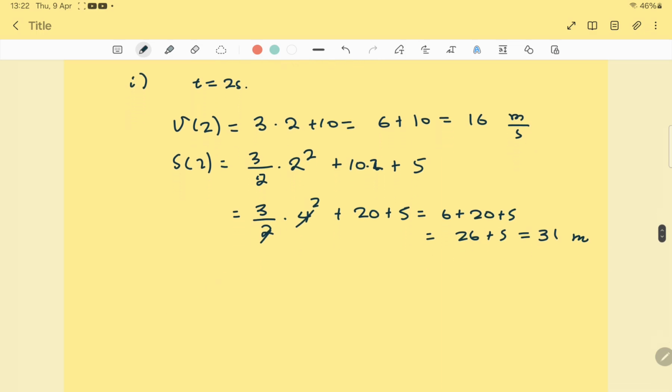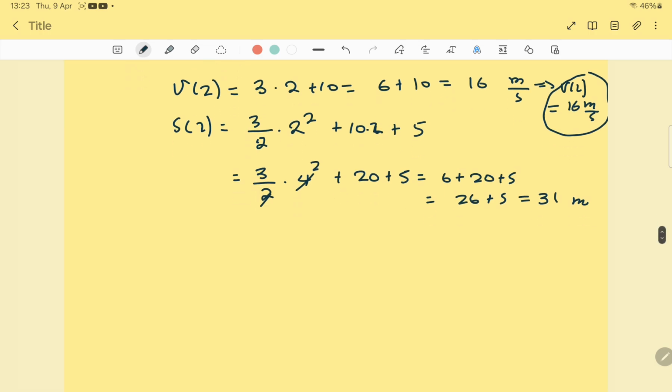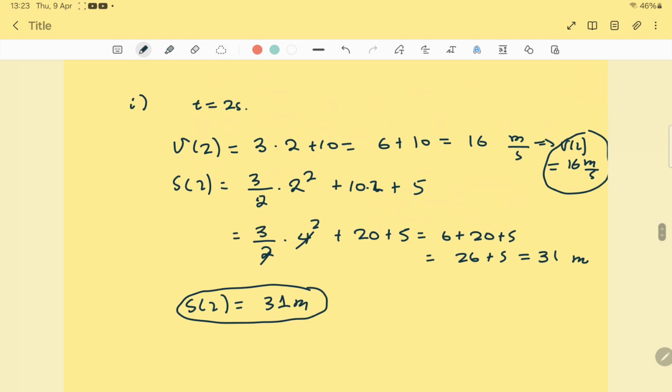Okay? So let's put everything inside the box. V2 equals 16 meters per second, and S2 equals 31 meters.